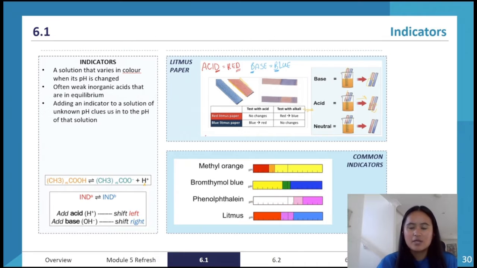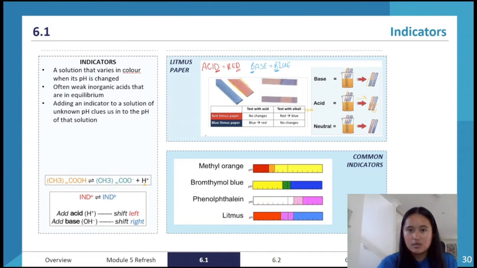So you remember that because base and blue sound the same. They start with the same letter, which means that they go together. So if you have blue litmus paper and you put it in a base, it should not change colors. Whereas if you have red litmus paper and you put it in a base, it should change to blue.